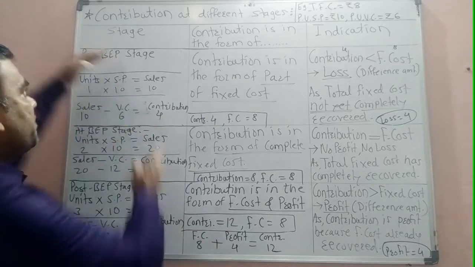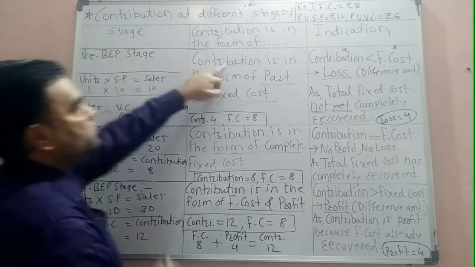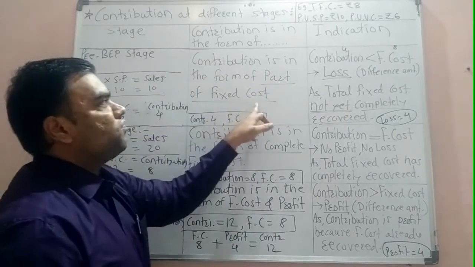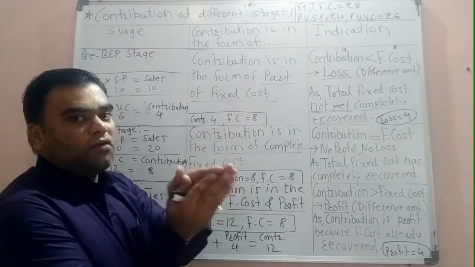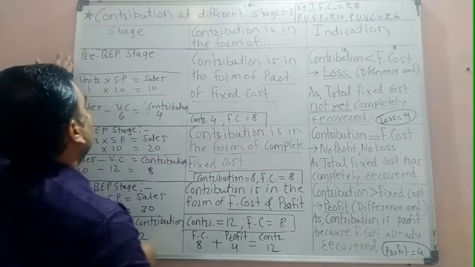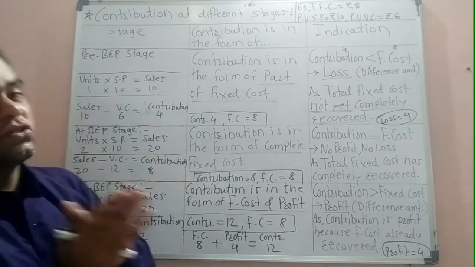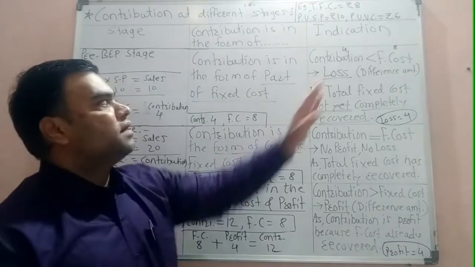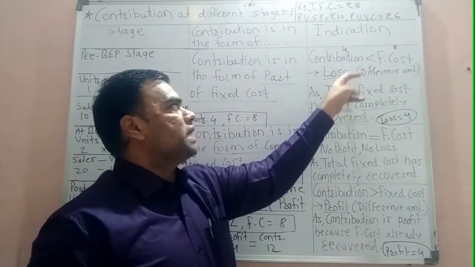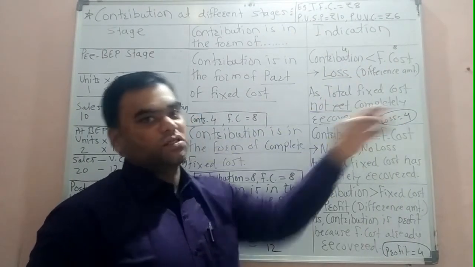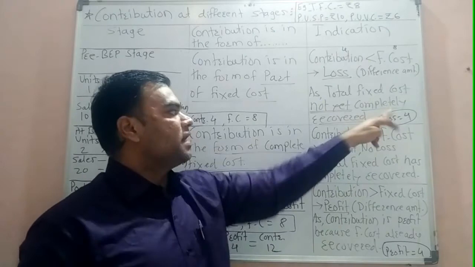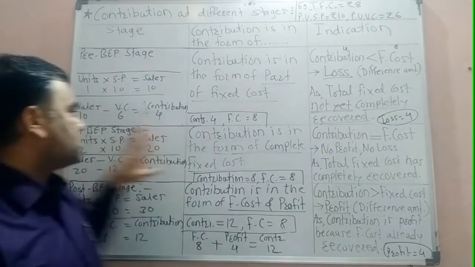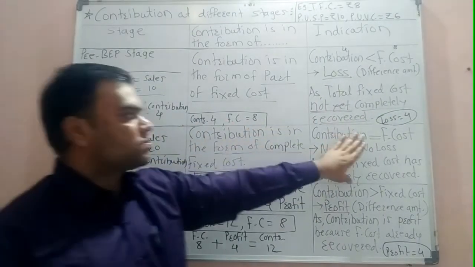It means at the pre-BEP stage, our contribution is in the form of part of fixed cost. Only some part of fixed cost we have recovered in the pre-BEP stage. Complete fixed cost is not recovered. Unrecovered fixed cost was 4. That's why 4 is a loss. Unrecovered fixed cost, that is loss. In the second stage, we have completely recovered fixed cost.